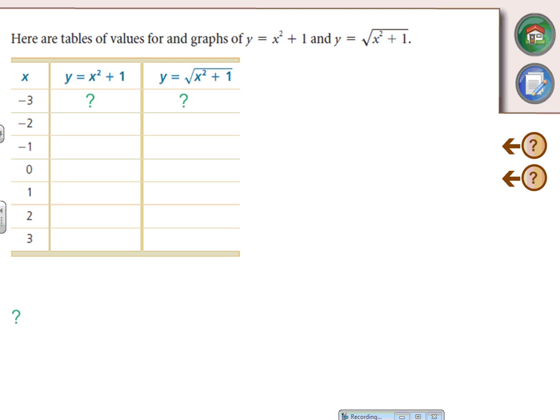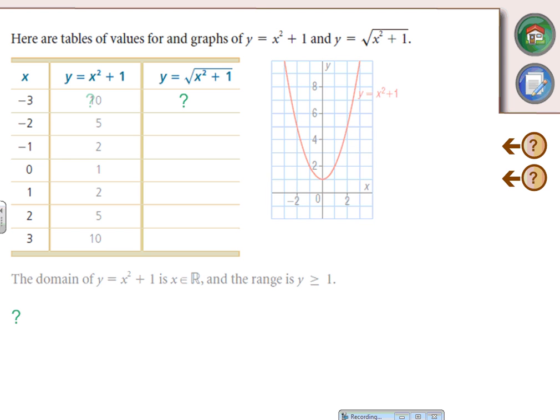Now let's look at what happens if we're doing quadratics. So we did linears. Now we've got to look at what happens with a quadratic. If we start with our regular quadratic, it looks like that red line right there. At negative 3, we got 10. At negative 2, we got 5.